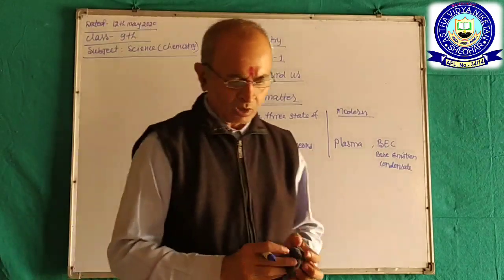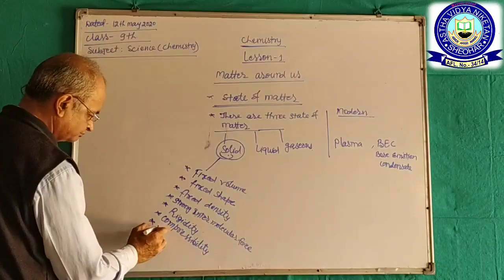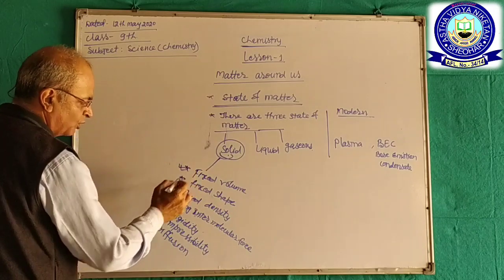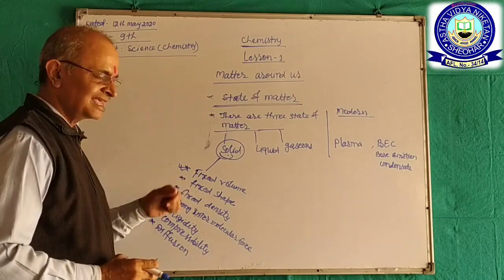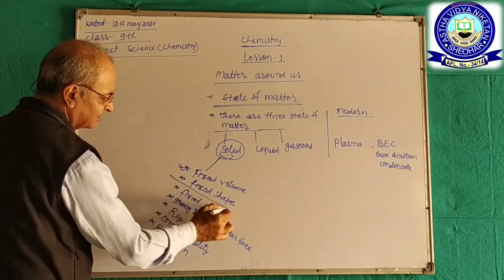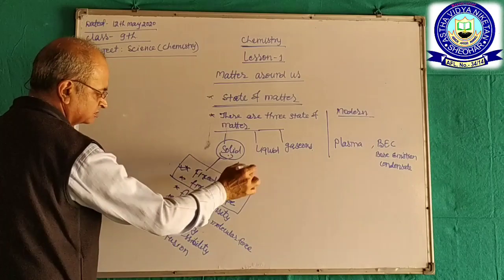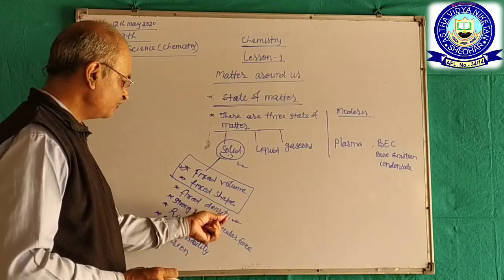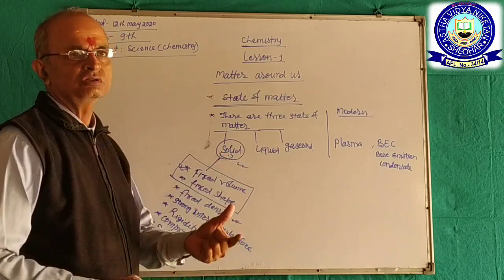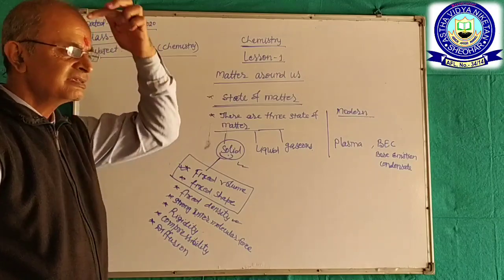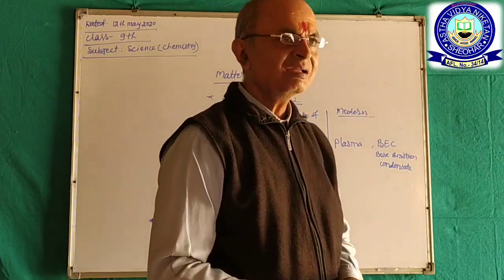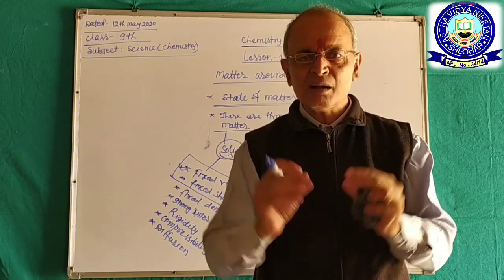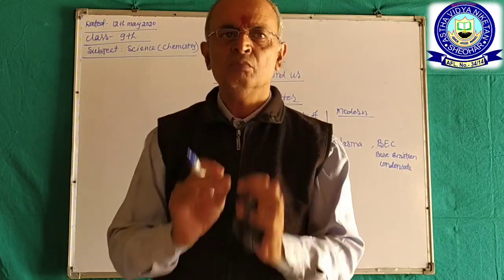And also the diffusion. Fixed volume, fixed shape. It is the general characters of solid. Fixed density. According to the nature of molecules, the densities vary from solid to solid. Some solids have very high density, some solids have very less density. But density means how densely their molecules are packed together in per unit volume.